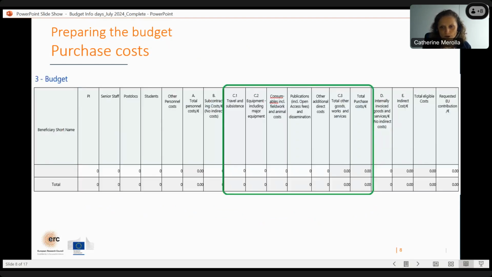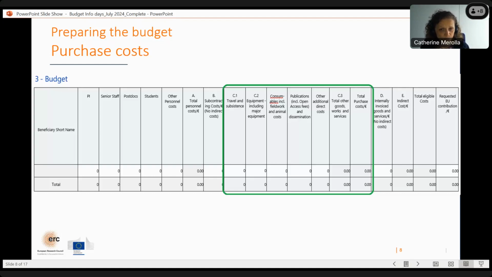Purchase cost is a very wide category composed of travel, equipment, and other goods and services, such as consumables and publication. And there, of course, it's exactly the same as for personnel cost. Think what you need for the project and then start estimating the cost. If it's travel, you know that you would need 10 trips per postdoc to present the results over the 5 years of the project. Please do mention it in the resource section and put the estimated cost accordingly.